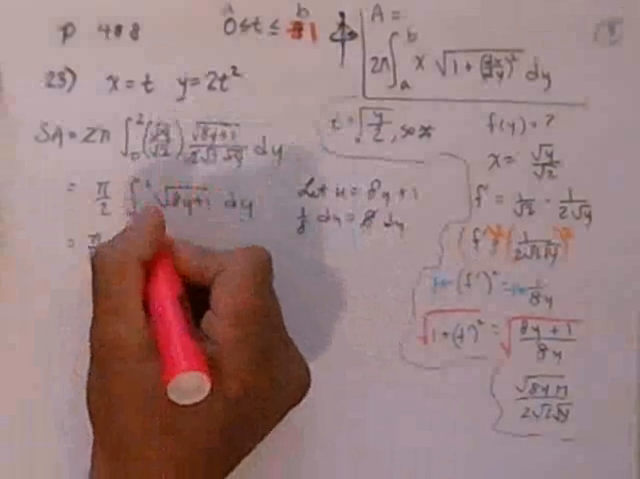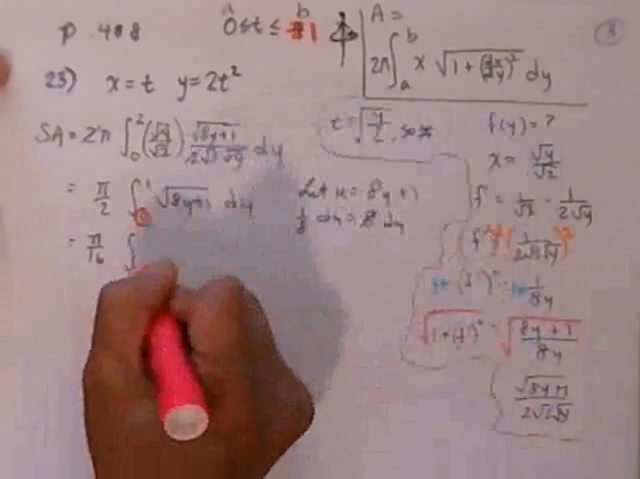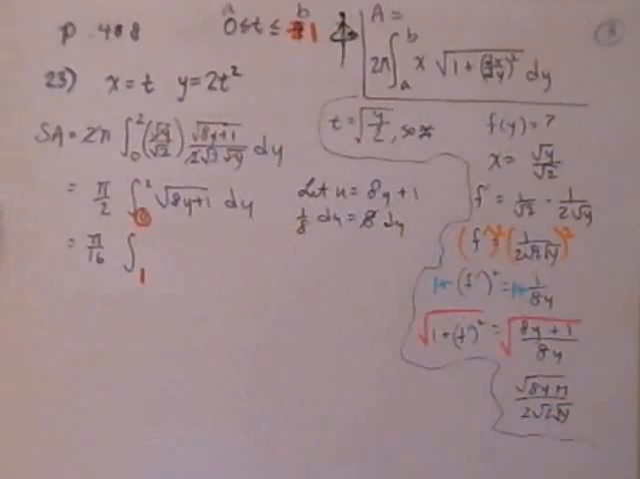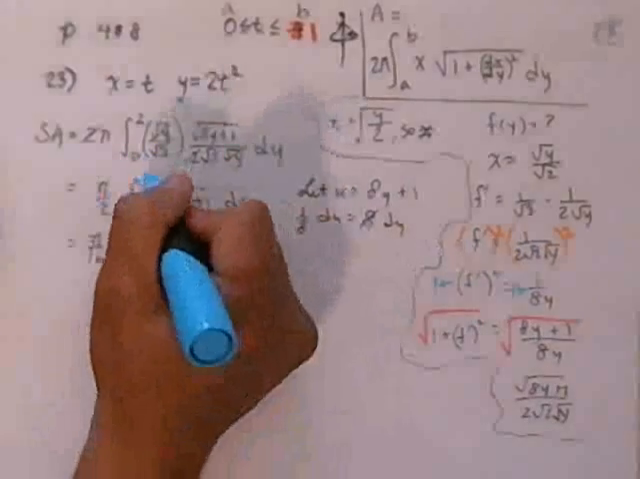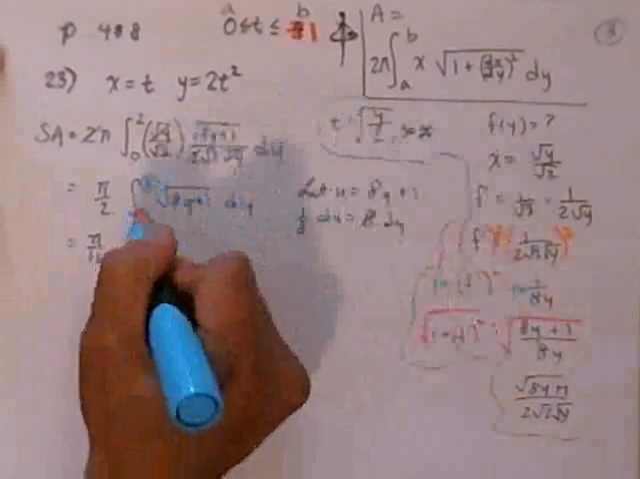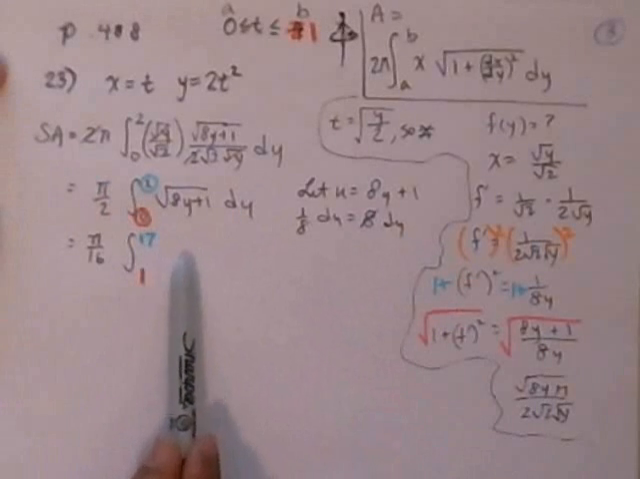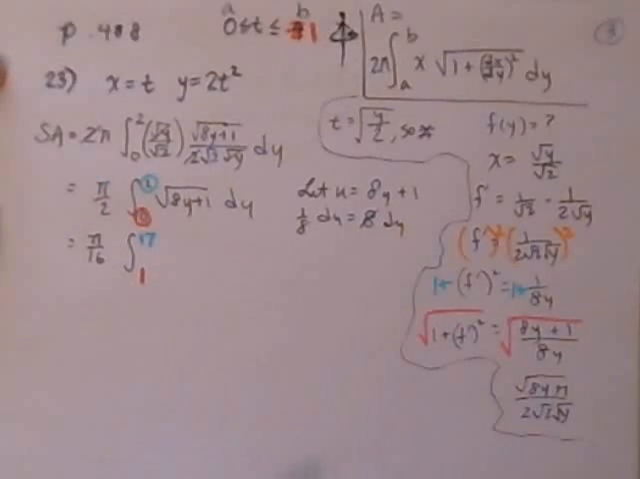Starting at 0 here, when y is 0, it's going to be 1. And then let's use blue this time. At y equals 2, that's 16 plus 1, which is going to be 17. So we're going to change the limits of integration so that we don't have to back substitute. Pay the price up front so that you don't have to do it in the back.